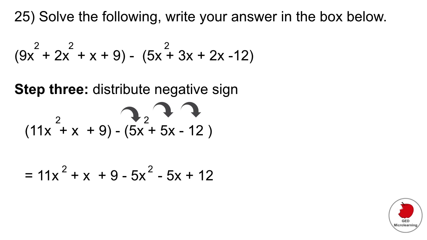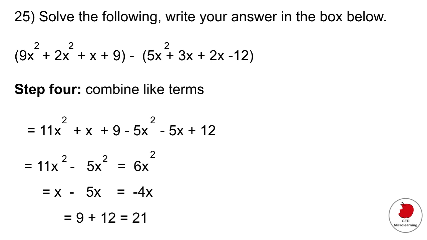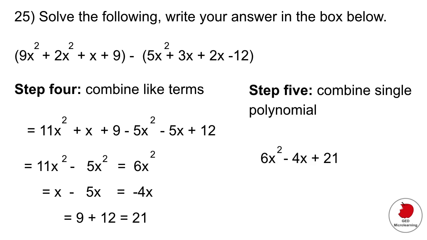All right, and then now you can combine like terms, starting with those terms that are raised to the second power again. So 11x squared minus 5x squared is 6x squared. Then you're going to work on the x values. So x minus 5x is equal to minus 4x, and then you're going to look at your whole numbers: 9 plus 12, which is going to equal 21. And finally, take all those numbers and combine them into a single polynomial.